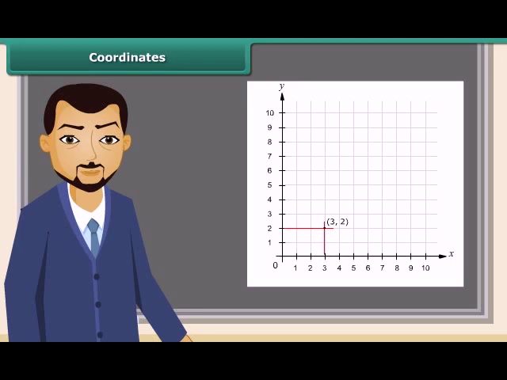3 is called the x coordinate of the point. 2 is the y coordinate of the point. We say that the coordinates of the point are (3, 2). Always the first number indicates the x coordinate and the second number indicates the y coordinate.